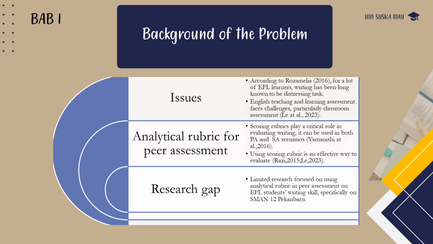So, one type of assessment criteria that can be used in teaching writing is analytical rubric. It can be used for peer assessment and self-assessment. As I said before, it can be concluded that research on using analytical rubric for peer assessment is useful to do. However, there is still limited research focused on using analytical rubric for peer assessment in teaching writing, especially at SMAN 12 Pekanbaru.